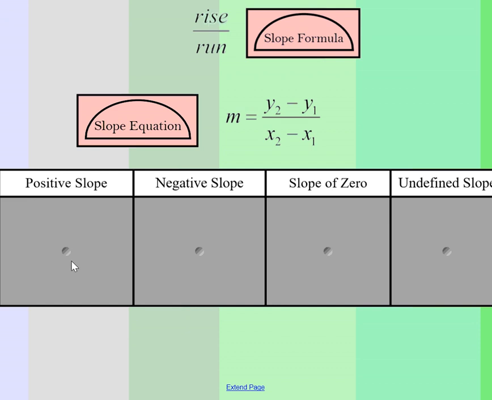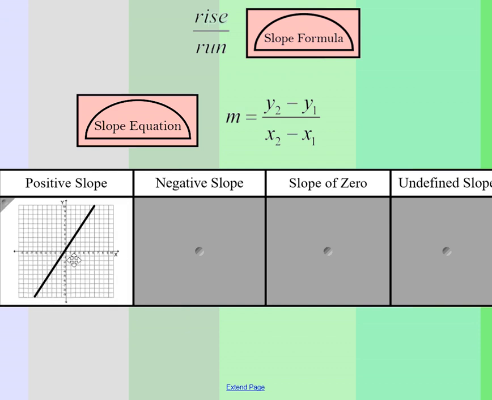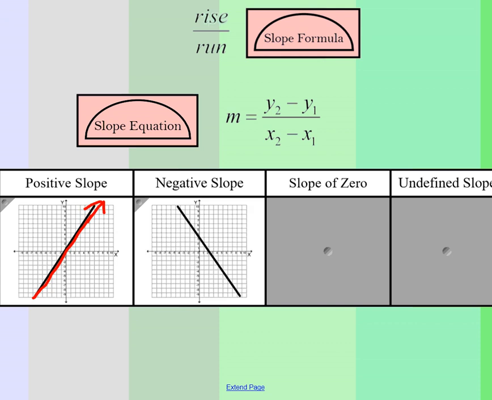In order to have a slope that would be considered positive, it has to be going up as we go to the left. So notice, as we go to the left, our line goes up. To have a negative slope, our slope has to be going down as we go to the right. Notice it's going down.